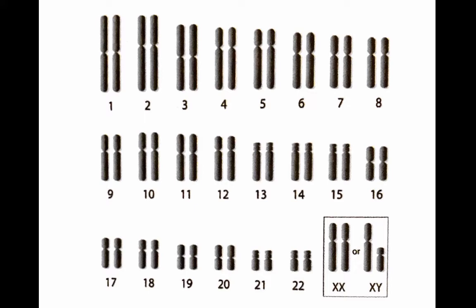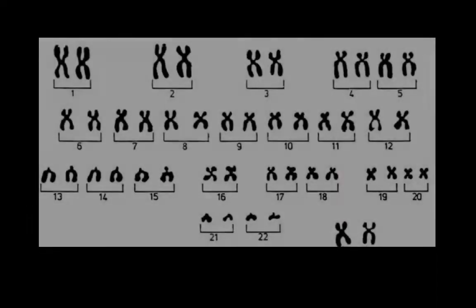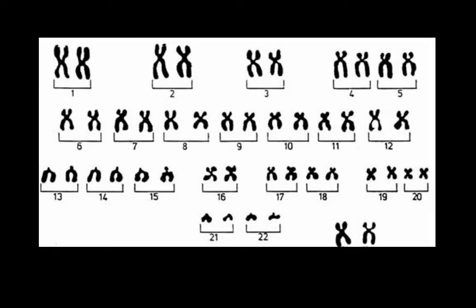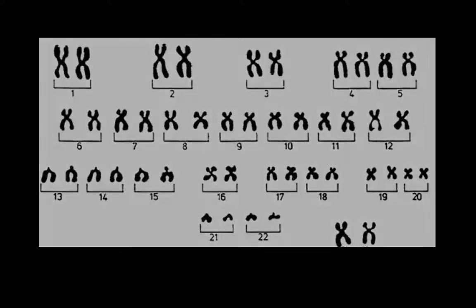In this karyotype, the 46 chromosomes appear as bars, so this cell has yet to replicate its DNA. In this karyotype, each chromosome appears as an X, ready for mitosis. This cell has replicated its DNA in preparation for cell division.